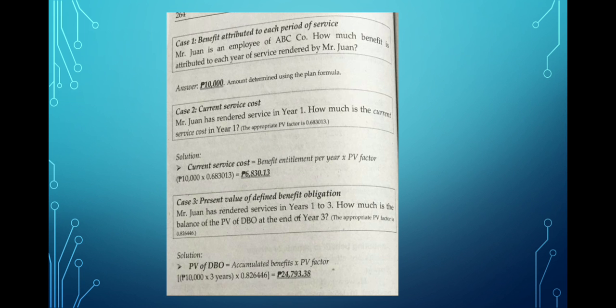So case 1, benefit attributed to each period of service. Mr. Juan is an employee of ABC Company. How much benefit is attributed to each year of service rendered by Mr. Juan? And the answer is 10,000 pesos. And this amount is determined using the plan formula.